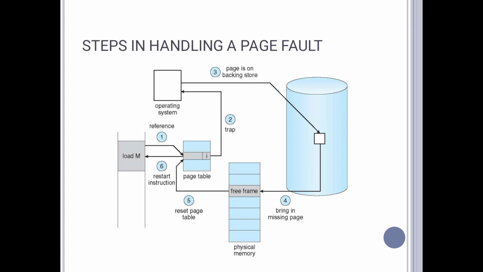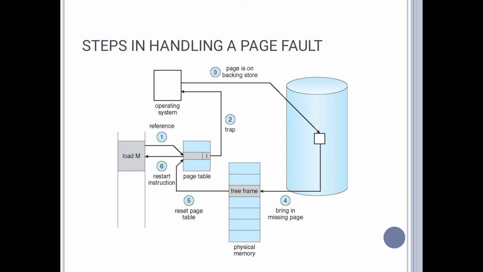Then we have to know about the page table and secondary memory. The page table has the ability to mark an entry invalid through a valid-invalid bit or a special value of protection bits. Secondary memory holds those pages that are not present in main memory. The secondary memory is usually a high-speed disk. It is known as the swap device, and the section of disk used for this purpose is known as swap space.